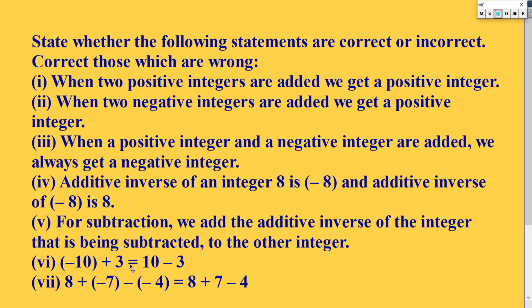Negative 10 plus 3 is equal to 10 minus 3. It is wrong. It is negative 10 plus negative 3.